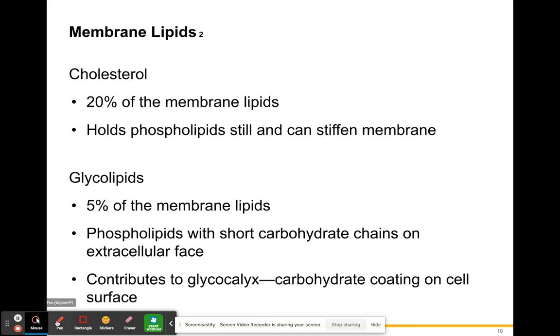Other lipids that are in the membrane, you have cholesterol. They can hold and stiffen those phospholipids so that they are a little bit more protective. You have things called glycolipids. Glyco means sugar. Anytime you see glyco, it means sugar or starch or carb. And then lipid means fat. So it's a sugar-fat mixture, a sugar-fat combo. These are going to contribute to coating the cell surface.